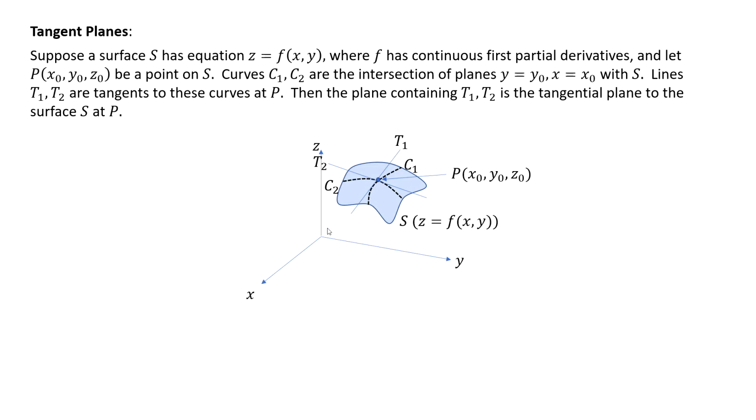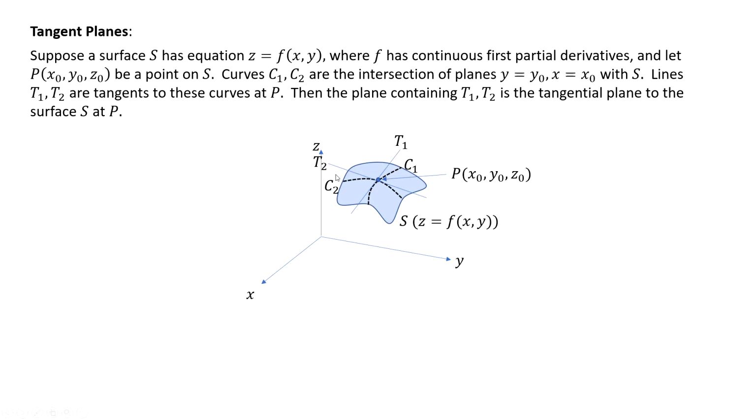Can you live with that? T sub 1, T sub 2? Thank you. Okay, now that we have drawn these tangent lines to those two curves, the next thing we need to know is the plane containing T1, T2. Can you imagine a plane that will actually contain T1 and T2?